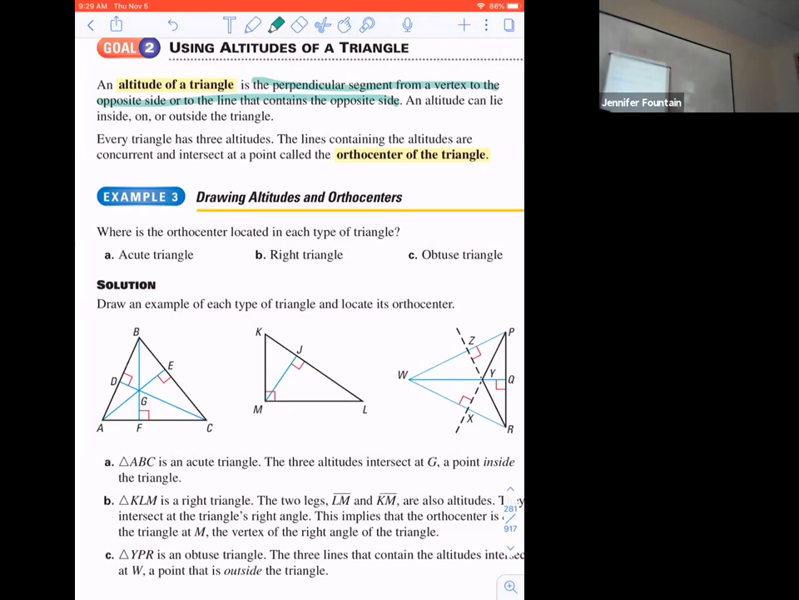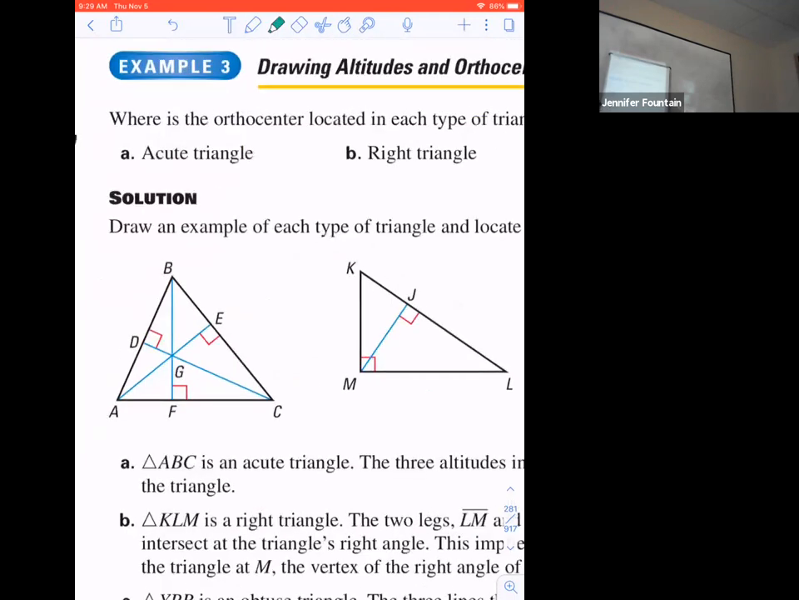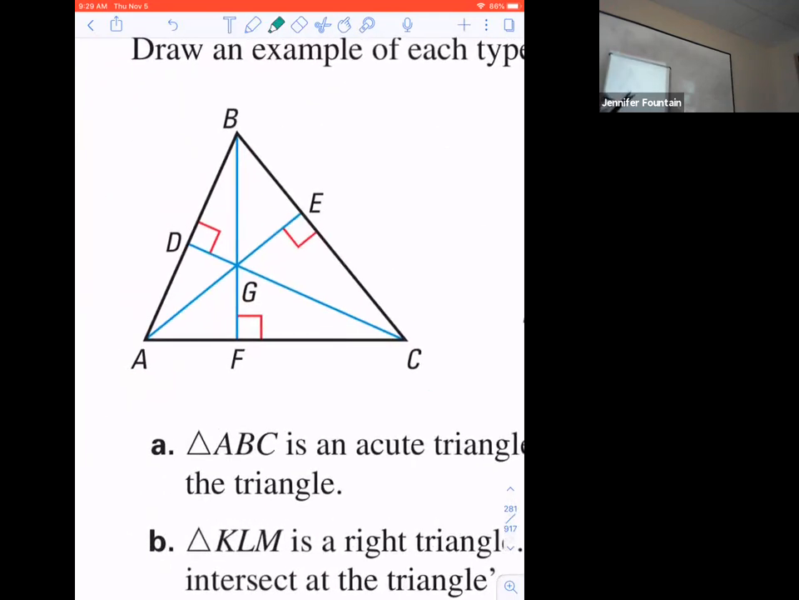So now it says drawing altitudes and orthocenters. Where is the orthocenter located in each type of triangle? If we look at an acute triangle, we start at each angle. From angle A, I go directly to E, where it would intersect at a 90-degree angle. Same with B to F, C to D.